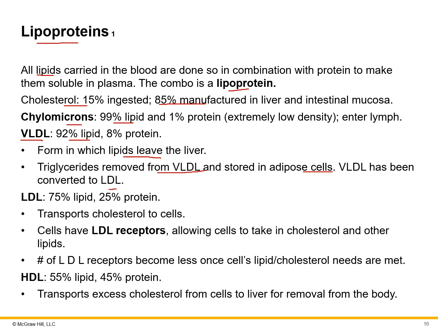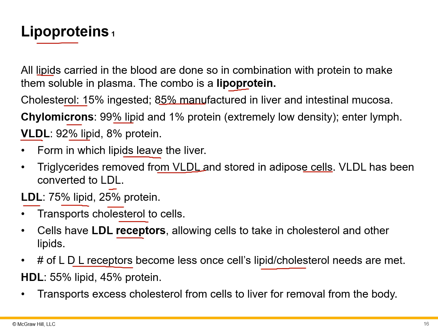So LDL is low density lipoprotein. It's about 75% lipid, 25% protein. This transports cholesterol to our cells. And cells have these receptors that allow them to take that cholesterol in. So the number of those receptors becomes less as our cholesterol needs are met. So they're not producing as many, which means it's getting stored. So we actually want this LDL level to be low. This is kind of packaging and storing cholesterol in the body.